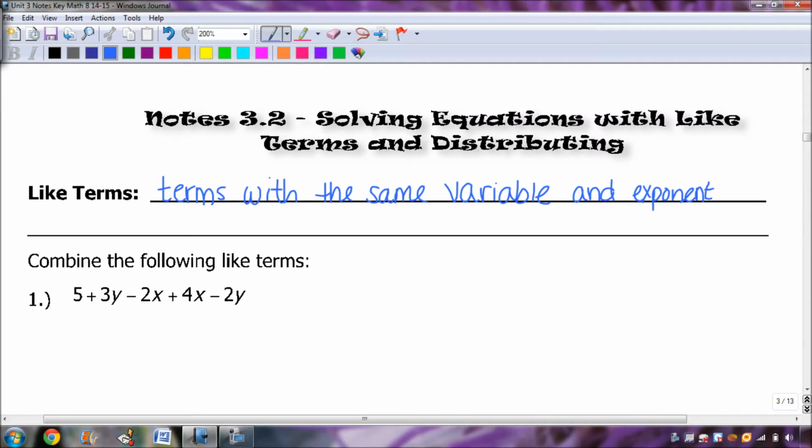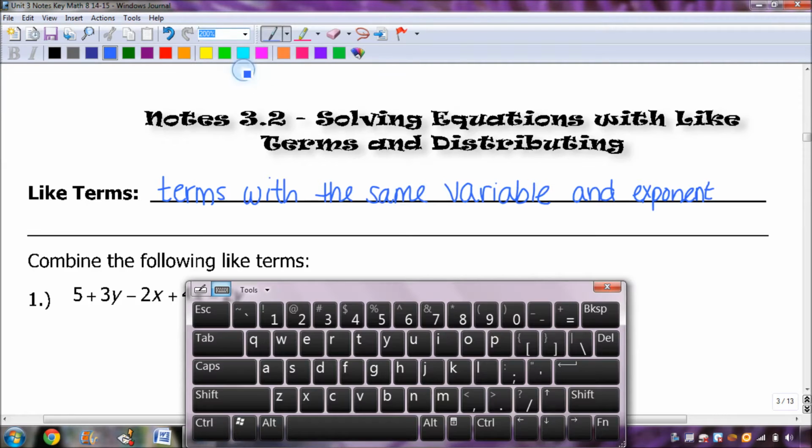Ladies and gentlemen, today's video is on solving equations where you have to combine like terms and/or distribute. So first of all, we need to define what a like term is to begin with. Basically, like terms are terms with the same variable and exponent. So make sure you write this down. If you need to press pause to get it down, go ahead and do that, all right?